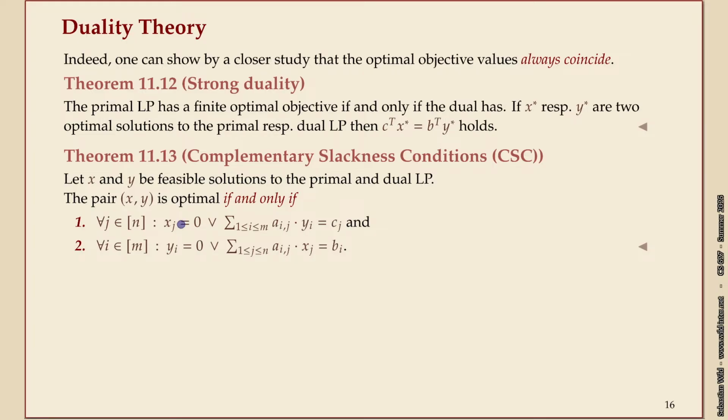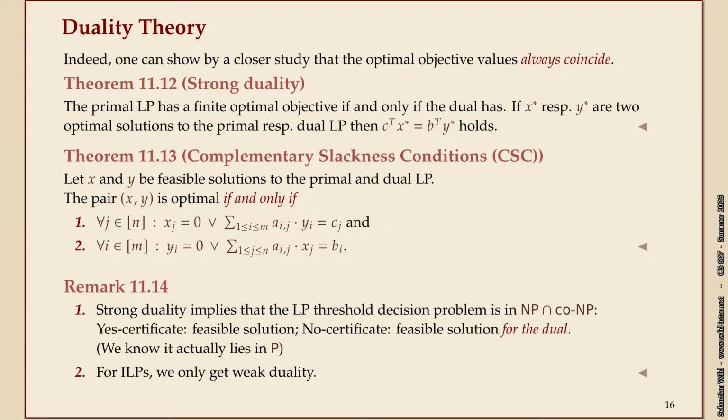You always have equality on one of those two constraints, either in the primal or in the dual, and you have this for all j and for all i. They're playing opposite roles. And they're called complementary slackness conditions because you cannot have slack in both of the constraints and be optimal. And in particular, this is an if and only if. All right.